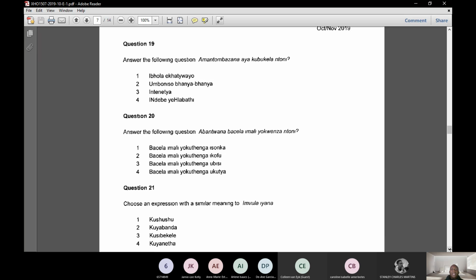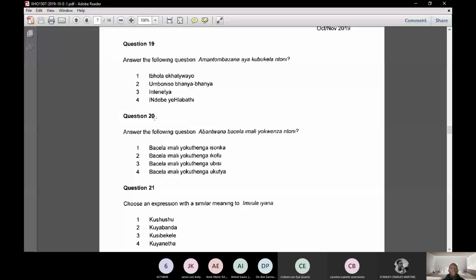Number 19, answer the following question. Amantombazana ayabukela. Ayakubukela ntoni? Is it ibhola ekhatywayo, umboniso bhanyabhanya, intenetya, or indebe yehlabathi? Number 2. Now I'm worried because I don't think you guys are taking notes. We did this question and the last question. Please watch the recording before the exam.